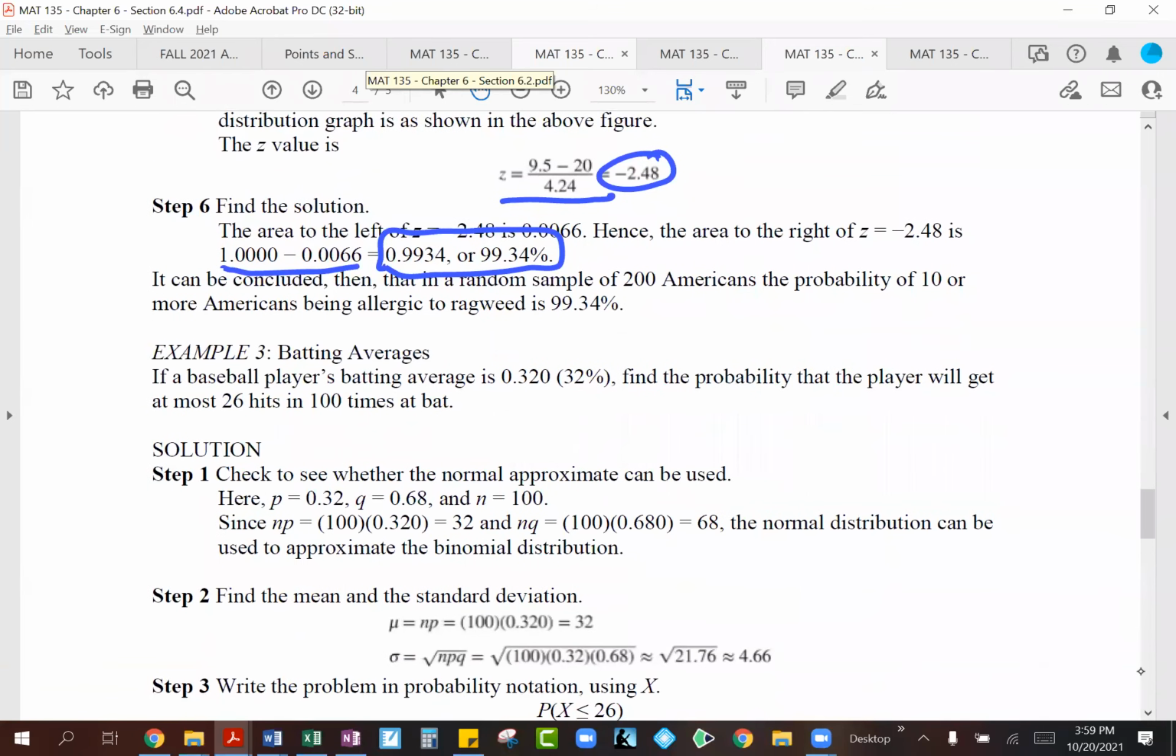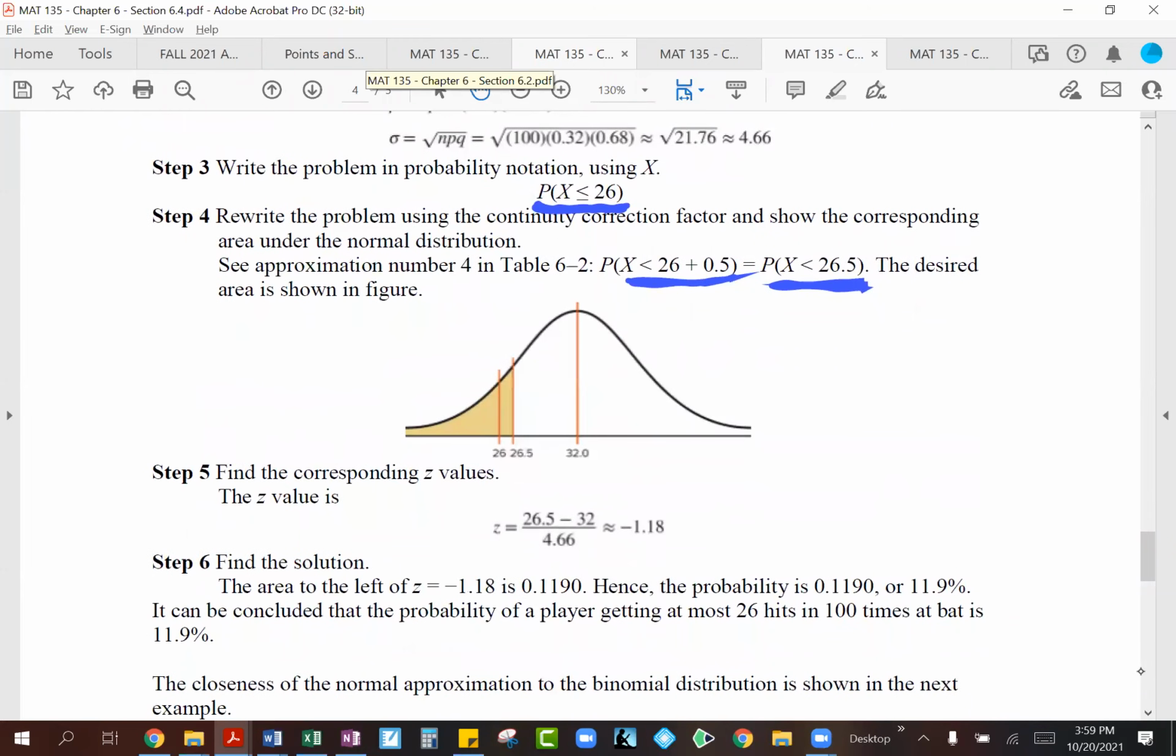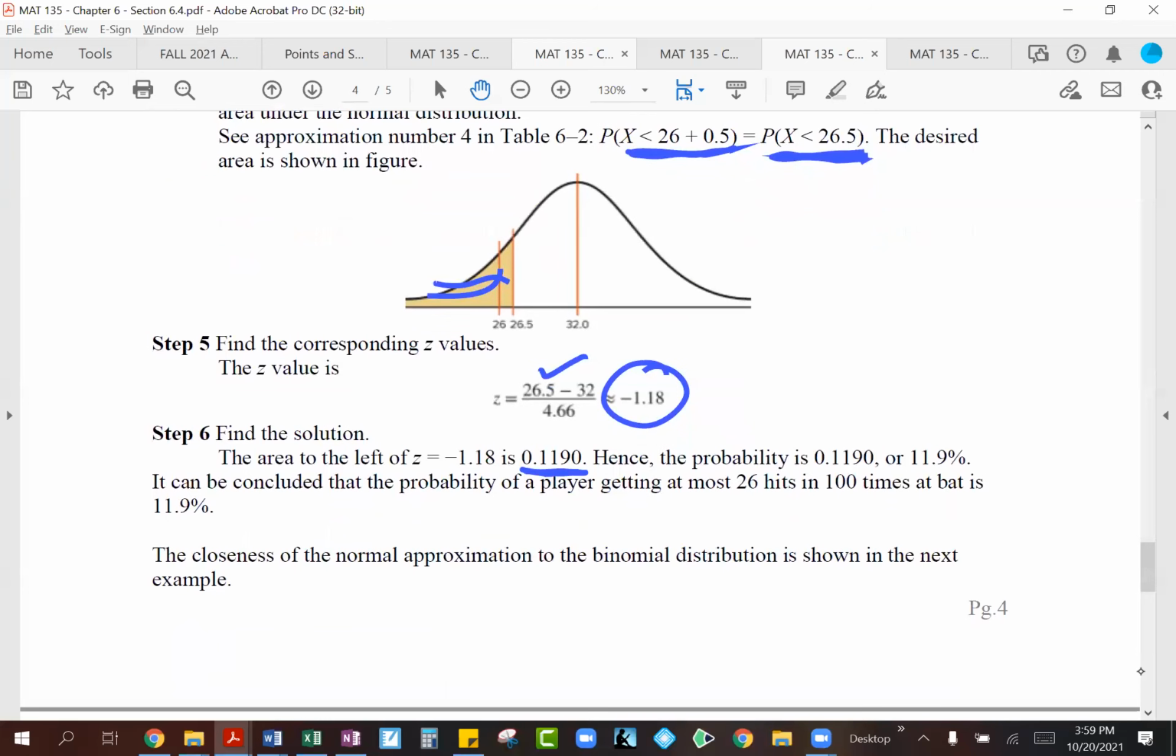So look at the different examples you have over here. When they're saying at most, that means the maximum you can have is 26 hits. So you will see now this is going to be an example for less than or equal to. So this is where you actually add 0.5 to it. So now you're looking at a probability of X being less than 26.5. So, less than, you just find your z-score, whatever area you get, that's going to be your answer, because your table always gives you the less than. So that means in this case, you're going directly to 0.1190 or 11.9%.